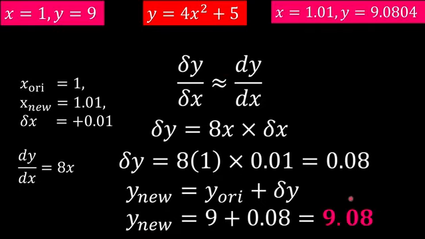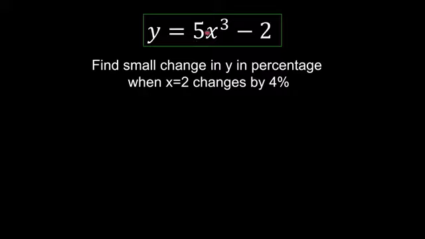It's not accurate exactly, but it's a nice approximation by using differentiations. Given y is equal to 5x cubed minus 2, find the small change in y in percentage when x is equal to 2 changes by 4%. So what they ask us to find is the small change in y in percentage when x is equal to 2 originally changes by 4%.